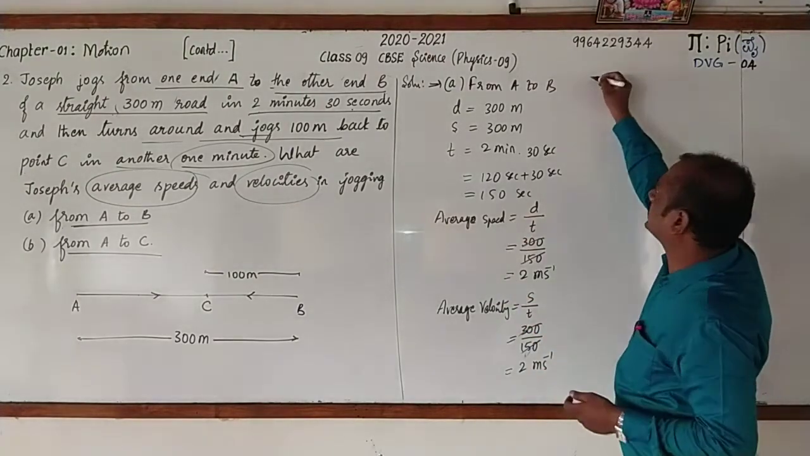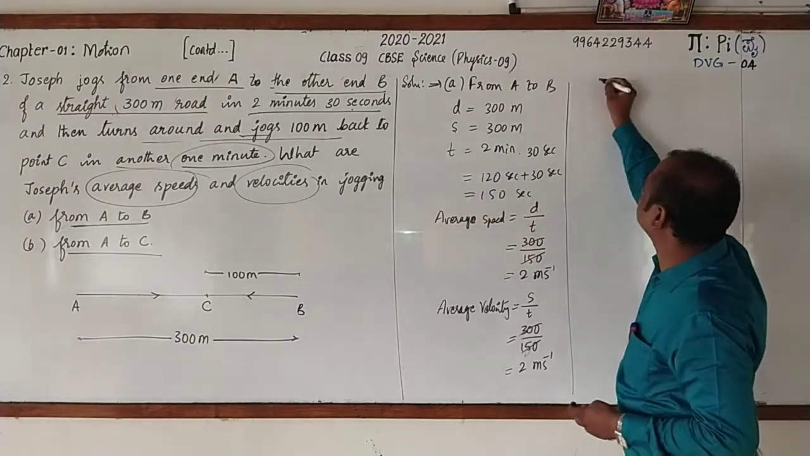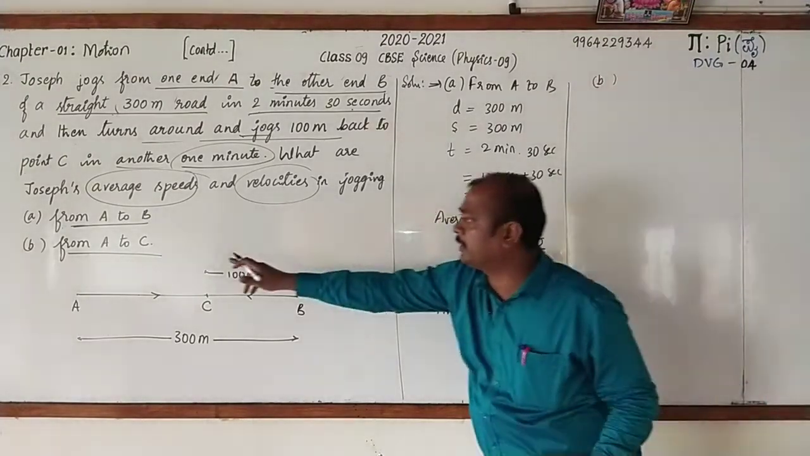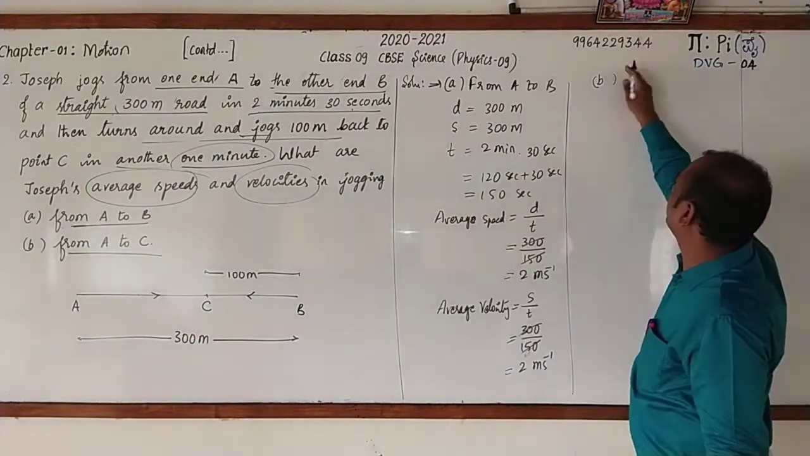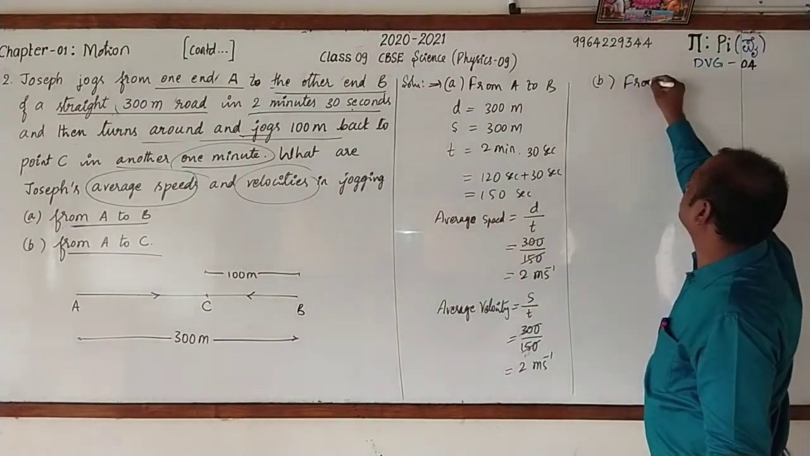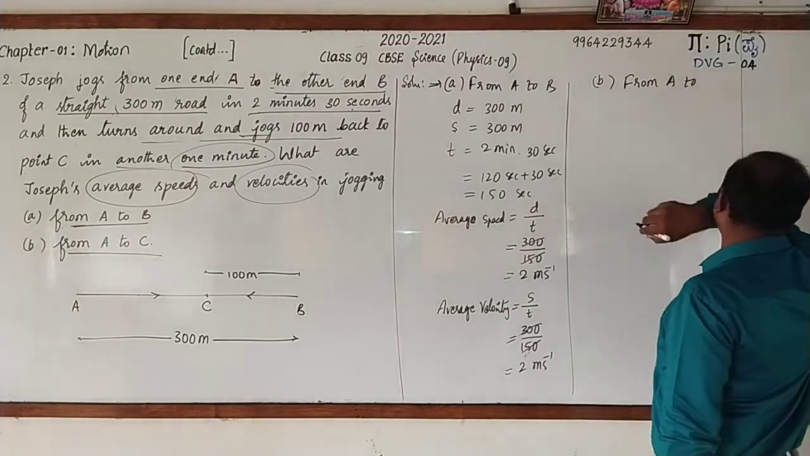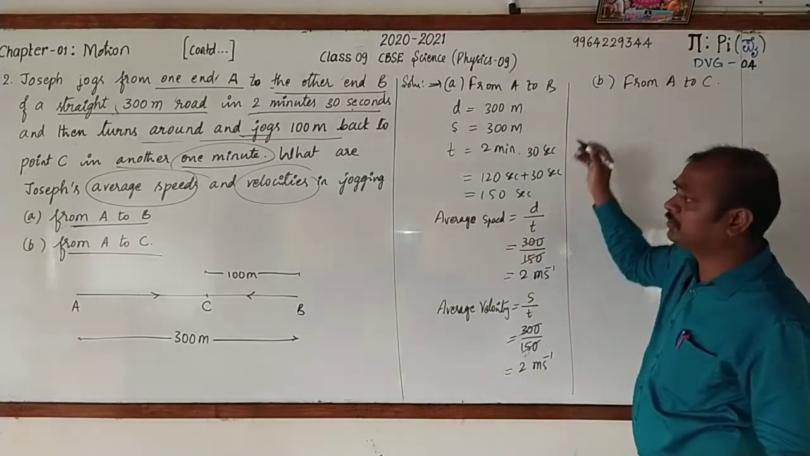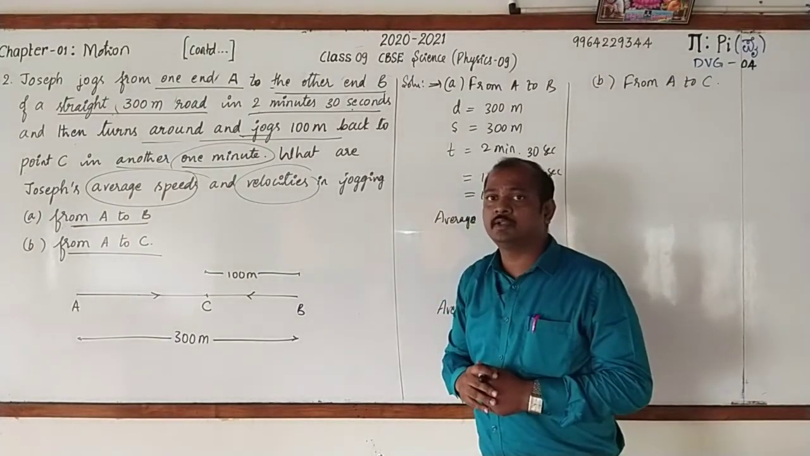Now let's move on to the second case. What is that second case? He moves from A to C. From A to C. Now, what is the distance traveled? Look here.